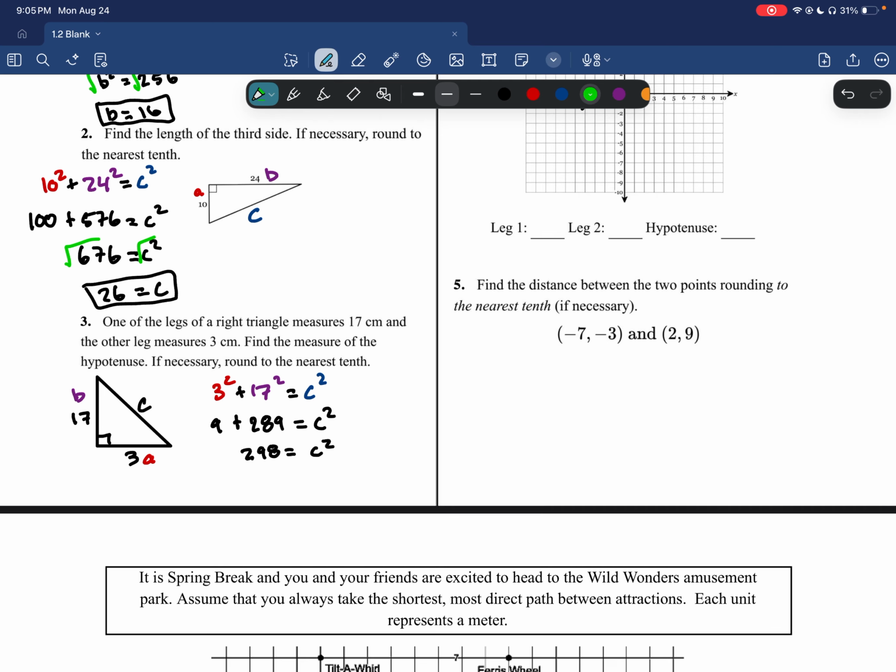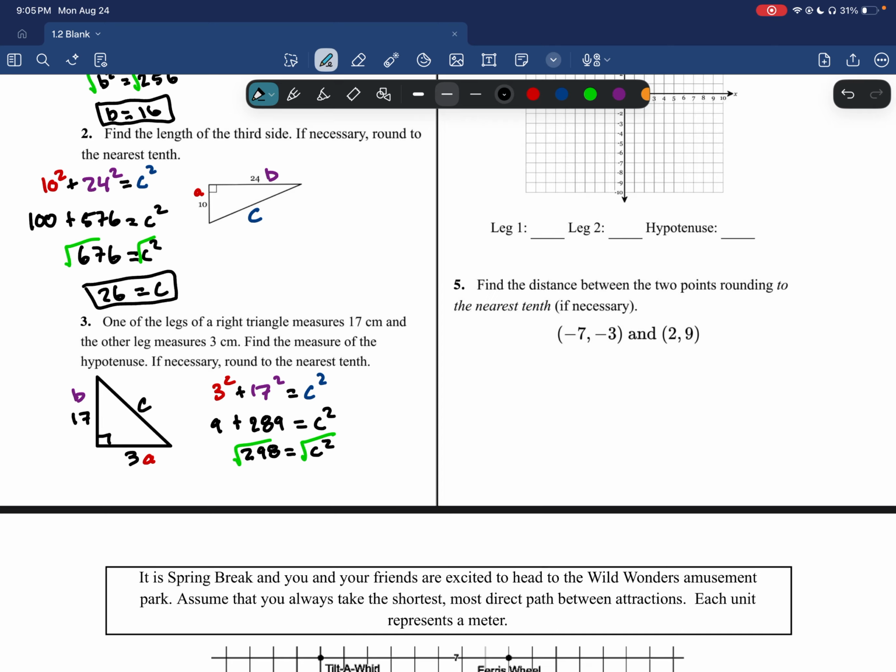And then lastly, I need to get rid of that square. So I'm going to square root both sides, and I'm going to type it in my calculator. I believe this one is not going to give you a pretty number. But luckily, we don't want it to be an exact form. It says right here, we're going to round to the nearest tenth.